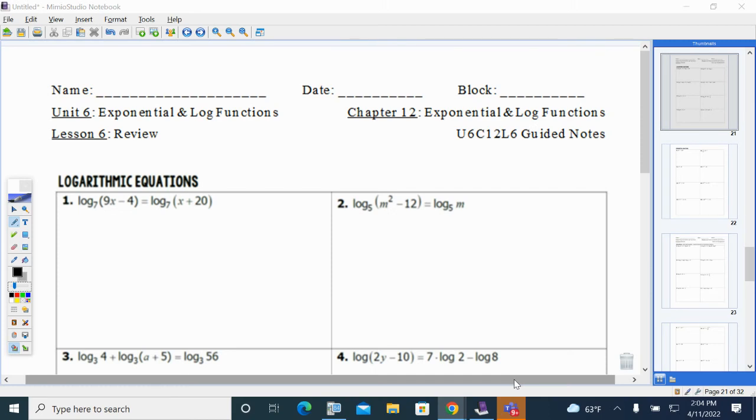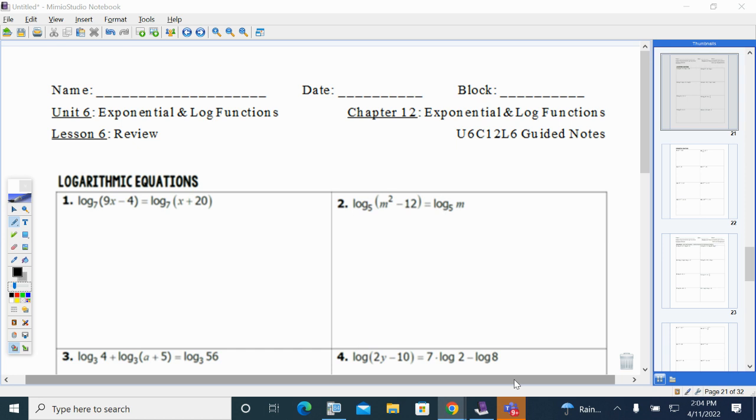This video is on Unit 6, Chapter 12, Exponential and Log Functions, Lesson number 6, Review. In this video, all I'm going to do is review all of the different methods of solving logarithmic and exponential functions. This is not a review of lesson number 1 and lesson number 2 because we actually use those skills as we solve our logarithmic and exponential functions.